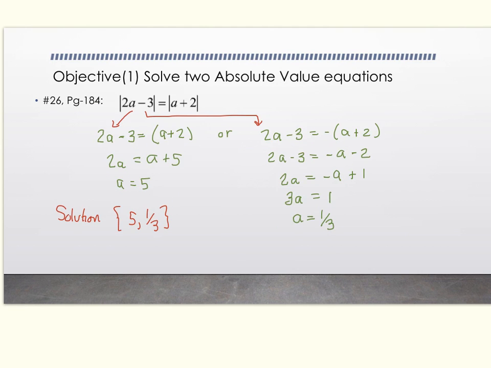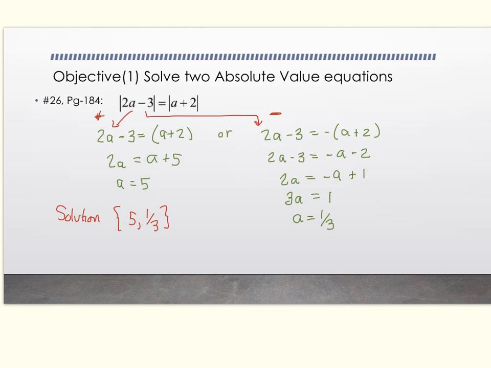Our second objective is to solve two absolute value equations. This is number 26 on page 184. So the idea here is we've isolated one of the equations, and we always isolate the left-hand side of the equation, and we're going to work with the expression inside that absolute value. So there's a positive side, and there's the negative side.